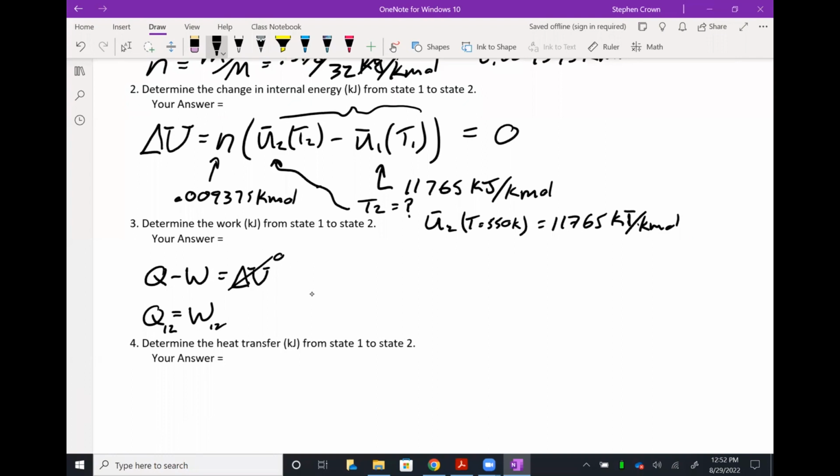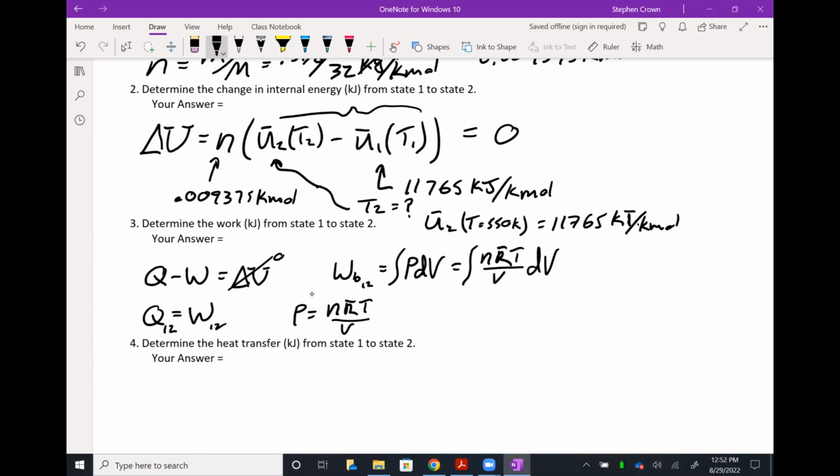So what we can do is use another equation, the equation for boundary work. That's the only work we have in this problem. For boundary work, process 1 to 2, it equals the integral of P dV. And we can express P using the ideal gas law as N R bar T over V. If we substitute that in, we have the integral of N R bar T over V dV.